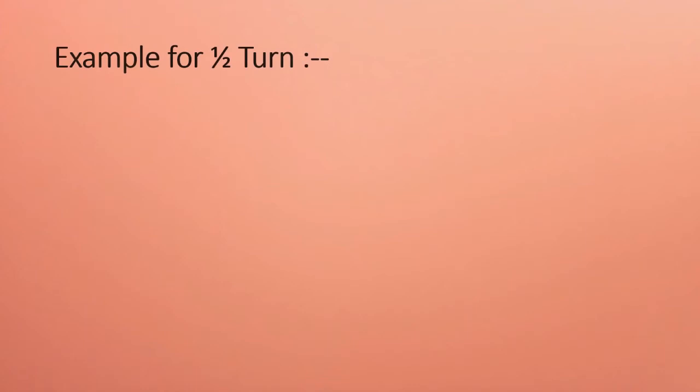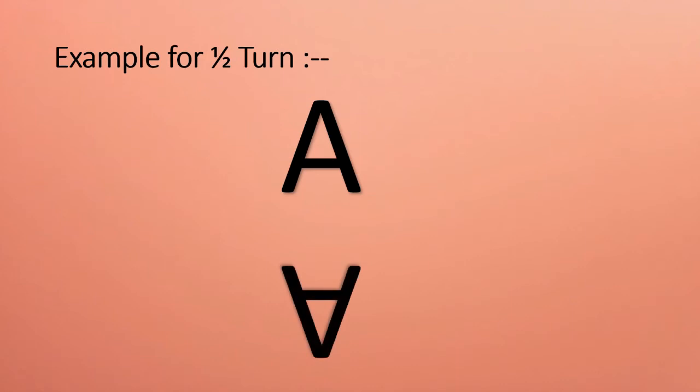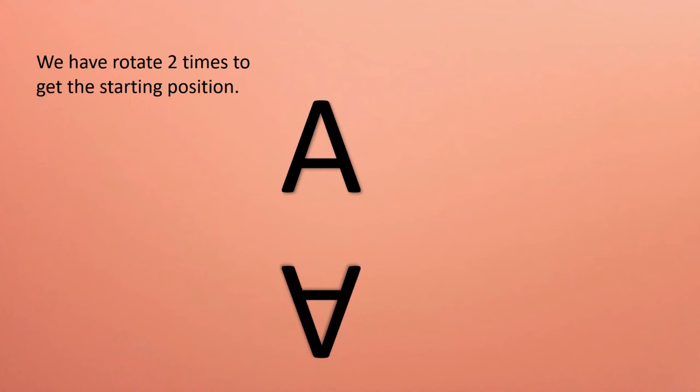Let's see an example for half turn. Take the alphabet A, and this is the starting position of A. After 1 by 2 rotation, the position of the A will be like this. To get the original position, we have to make 2 rotations. After 1 by 2 rotation, the figure will be like this, and after 2 by 2 rotation, again you will get the same position.